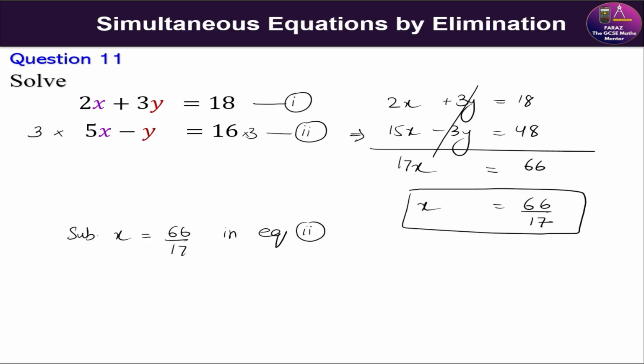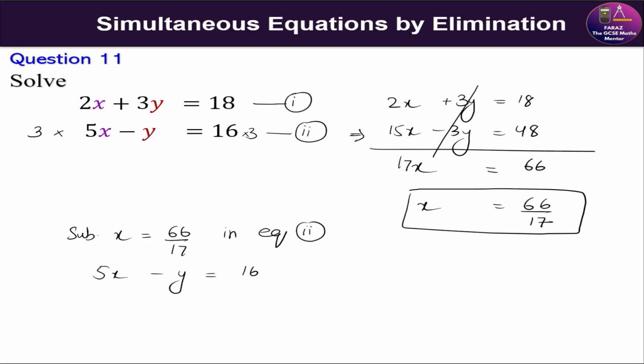So if you want to put x equals 66 over 17 in equation number 2, it will look like this: 5x minus y equals 16. You can use this form also, and you can use 15x minus 3y equals 48 also. But it is better to use this form: 5x minus y equals 16. Why? Because here y is with 1. It is with negative 1 actually.